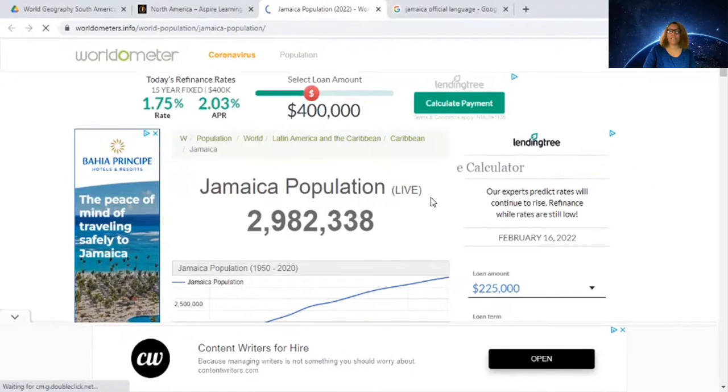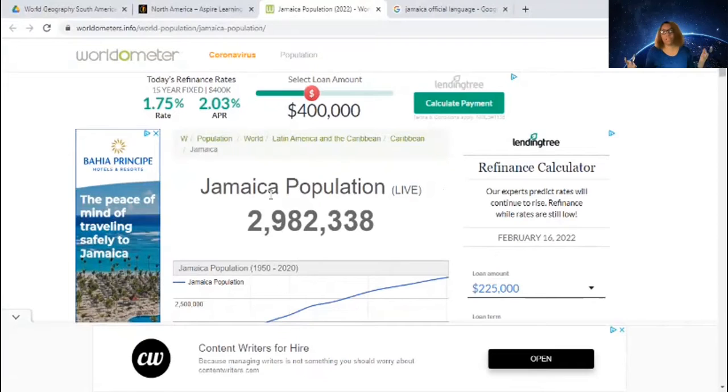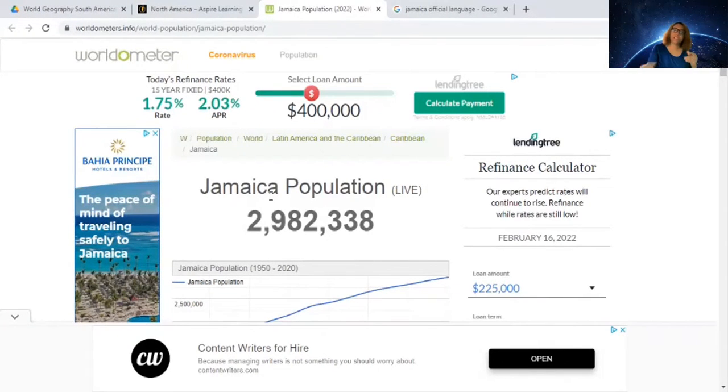Now, the nice thing is this is live. So this is as of right now. There are 2,982,338 people that live in Jamaica, or at least citizens. But of course, people are born, people die, so this number can go up, it can go down. It's interesting when you see that happen live. For instance, the US, it's like every second it goes up, up, up, up, up. But then you have smaller countries like Jamaica where you see it's been almost about a minute and it has not changed yet.